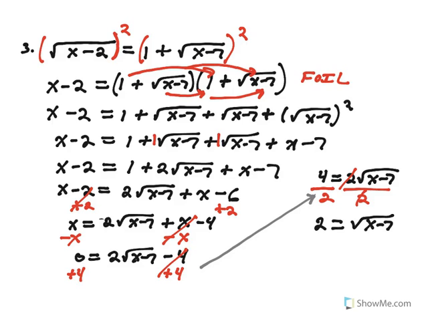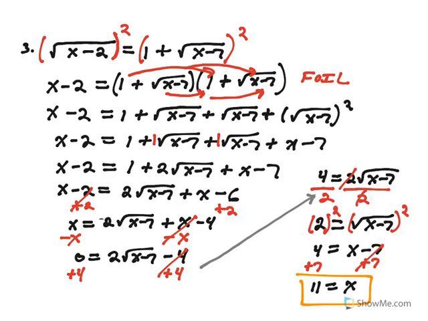And then, finally, we can square both sides. And when we do that, now it's really simple. 2 squared is 4. This just becomes x minus 7, and all I got to do now is add 7 to both sides. 7 and 4 is 11, and then that equals x. And finally, we have the answer.